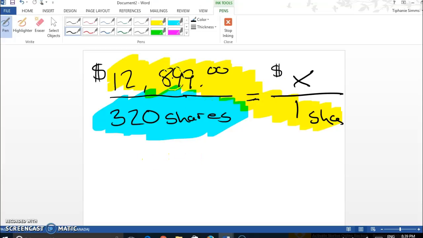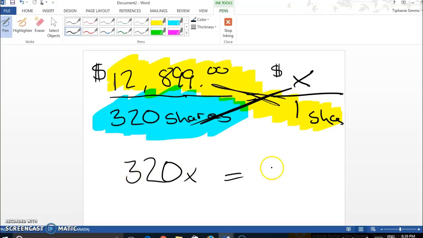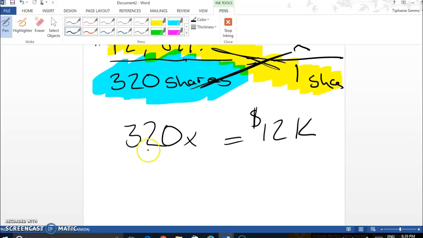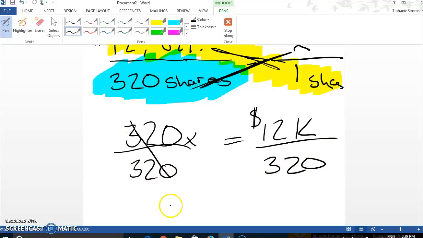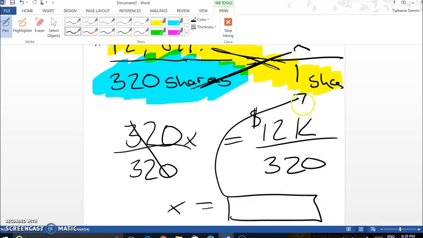So to figure this out mathematically, I'm going to write an equal sign. I'm going to have 320 times x, right? Because I'm going to cross multiply. Cross multiply here, we get 12k. I don't know the exact answer, but you can figure that out. And then basically, just divide both sides by 320. You'll get x by itself, and that is how many dollars for one share. All right, so that's the play with that one.